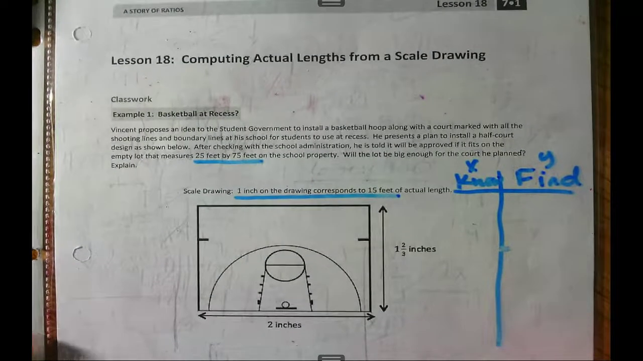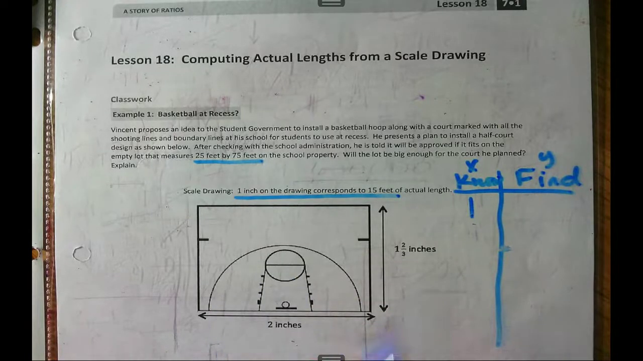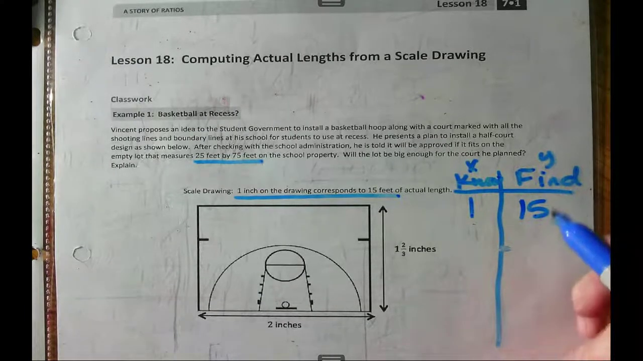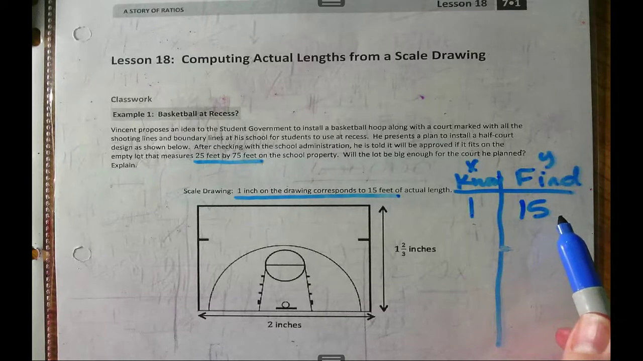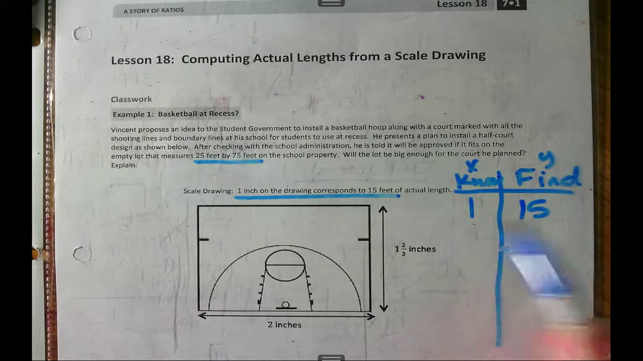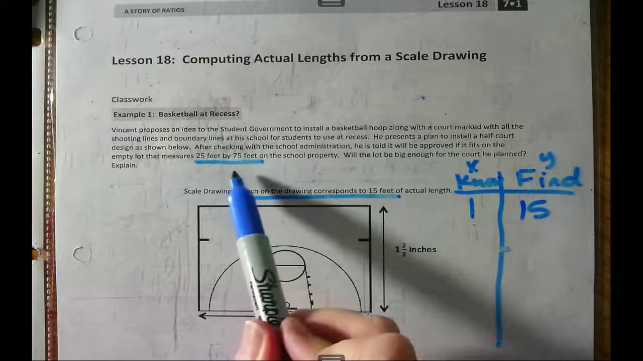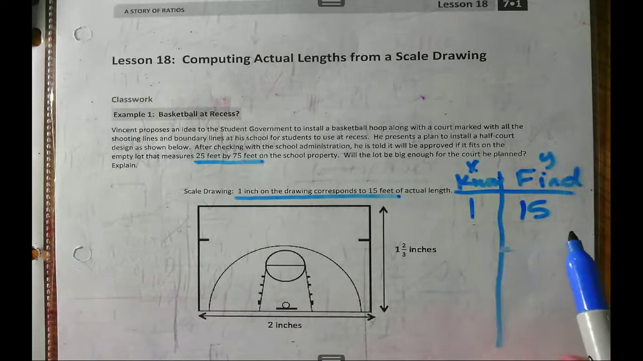So I know that I have 1 inch on the scale drawing, and I know all the measurements on the scale drawing. And I am trying to find the length on the actual court, and that will be 15 feet for each inch. Now, to find a true scale factor, I really should change this 15 feet to inches so that I can see the comparison between an inch here and an inch in the actual world. But since what we're trying to do is figure out if this will fit, we can use a scale factor that is inches to feet.